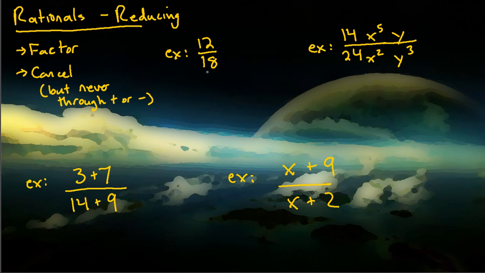So here's the first example. We have 12 and 18. Normally we would divide both by the greatest common factor of 6, and we would get 2 over 3. But another way to think about this is to prime factorize the 12, which is what I'm doing right here, and I get 2 times 2 times 3. If I prime factorize the 18, I won't go through all the steps, we would get 2 times 3 times 3. And then we cancel the things that are the same.